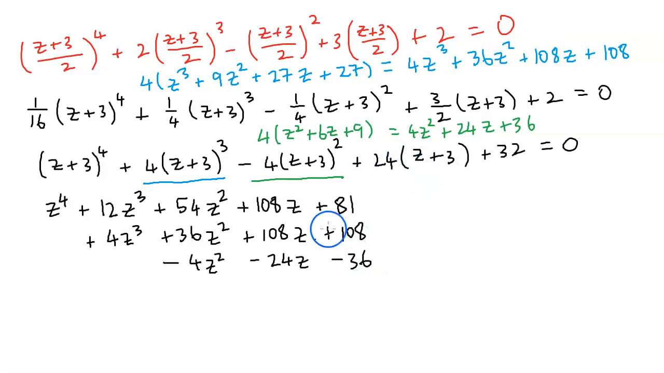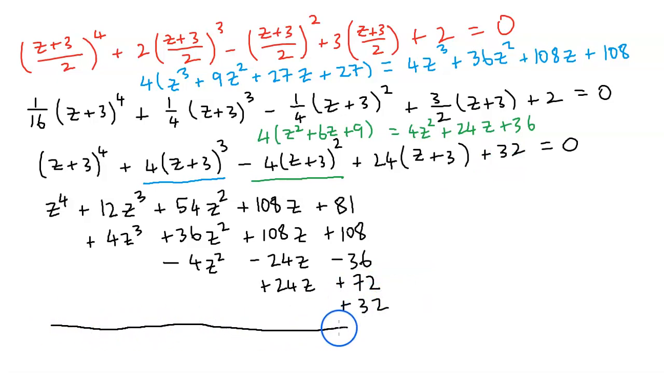And then we have plus 24z, and then plus 3 times 24, gosh, what's that, 72, and then lastly just plus 32. And then we got to add all that up. Oh, by the way, the whole thing should equal 0.